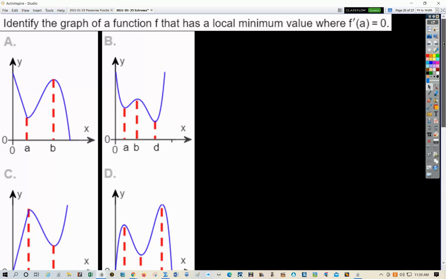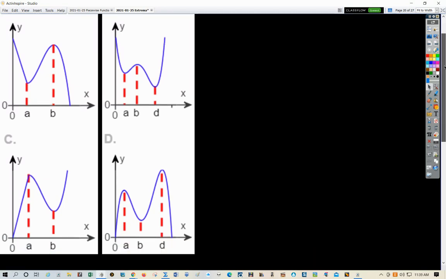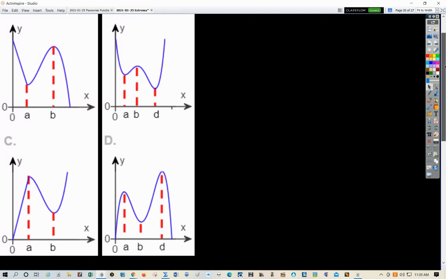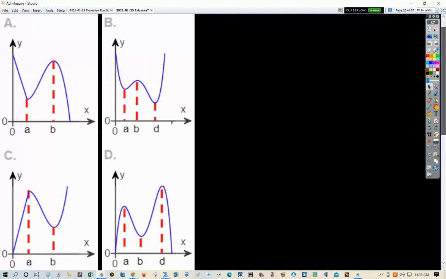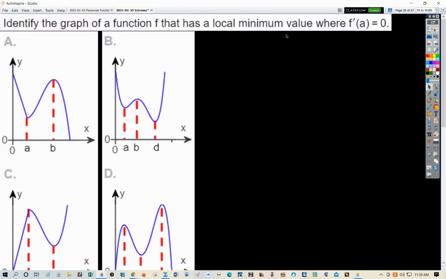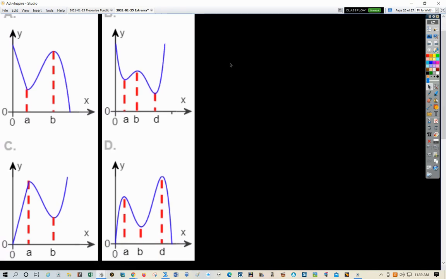I think I cut off part of it. There's more than one, isn't there? I think I was supposed to say which one has a curved minimum at D. At D. It would only be that one right there, for example, wouldn't it? Right? Okay, two of these have curved minimums at B, but only one of them has a curved minimum at D. Okay?